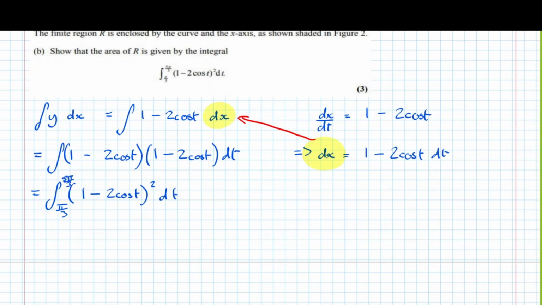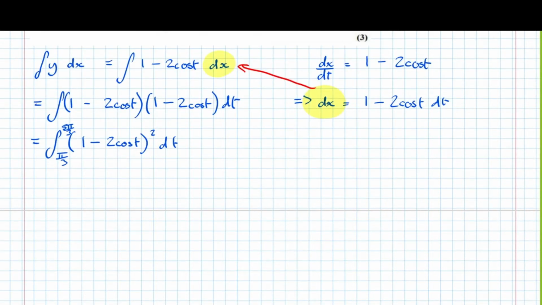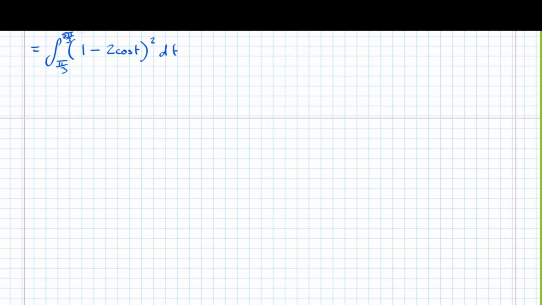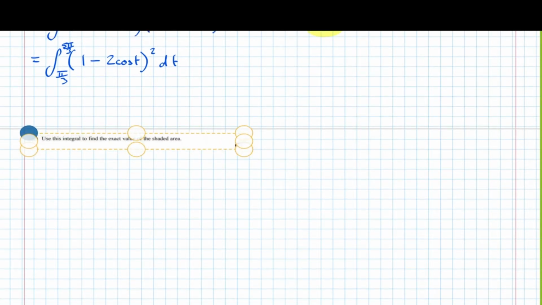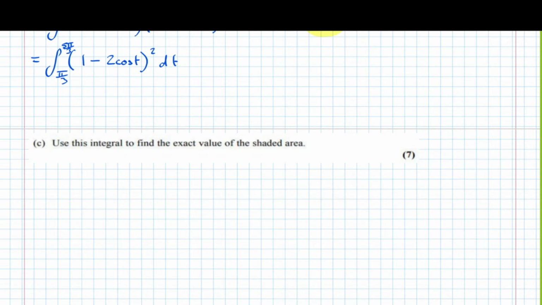It never asked us to find the area though. However, the next part of the question is going to do just that. It's going to ask us to use this integral to find the exact area. So I'll leave that there. And this one, I want you to have a go at. I want to give you a few minutes to do that, because this basically employs all the techniques that we've learned over the last few weeks. So take a moment to have a go at that.